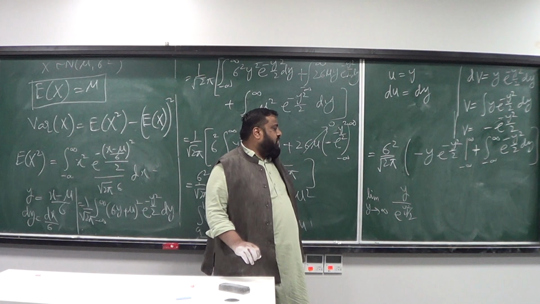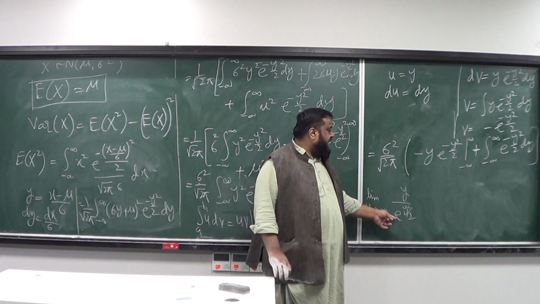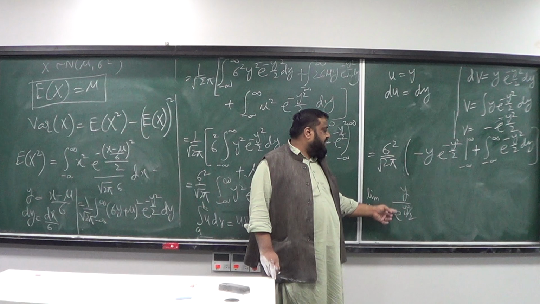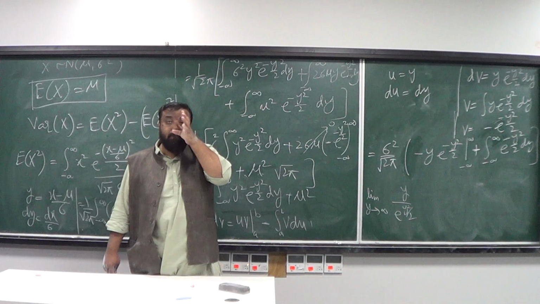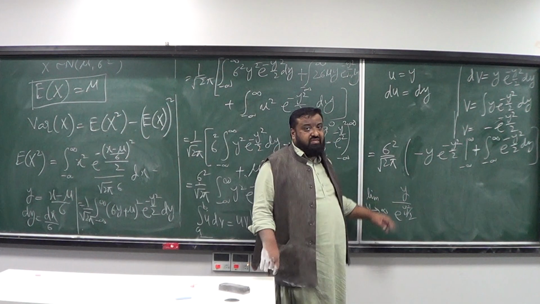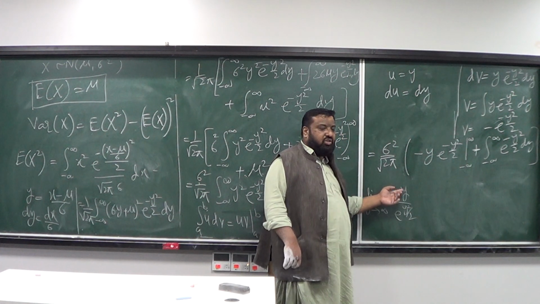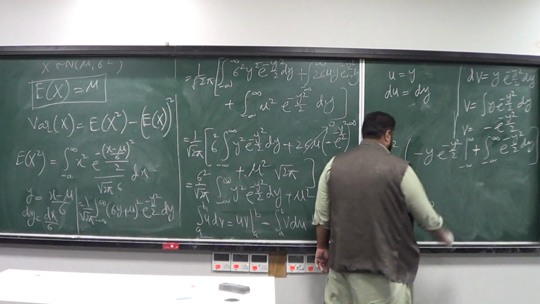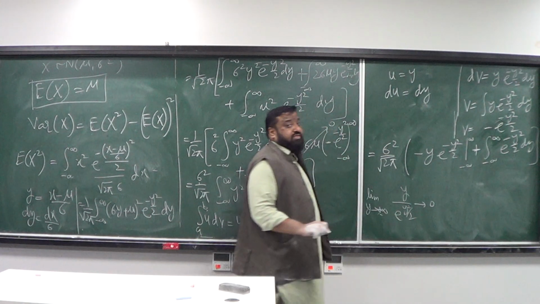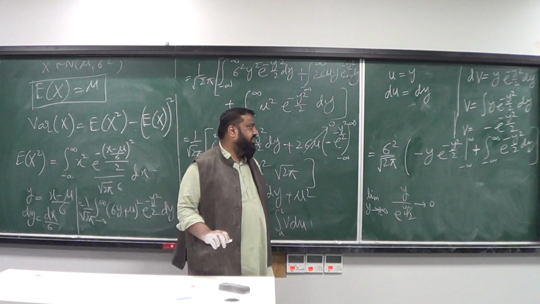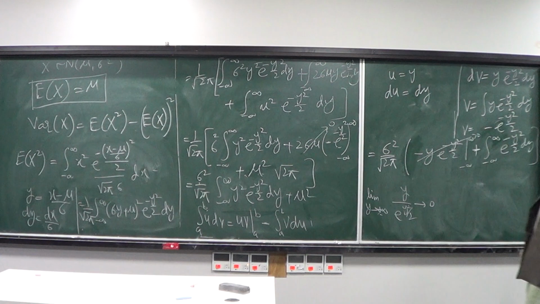You can also see that e to the y square by 2 grows exponentially, way faster than y. So the denominator is getting bigger and bigger while the numerator is growing slowly. So for sure this is going to go to 0. And the same is the case if you take, for example, minus infinity. The same conclusion will arrive. So this goes to 0.